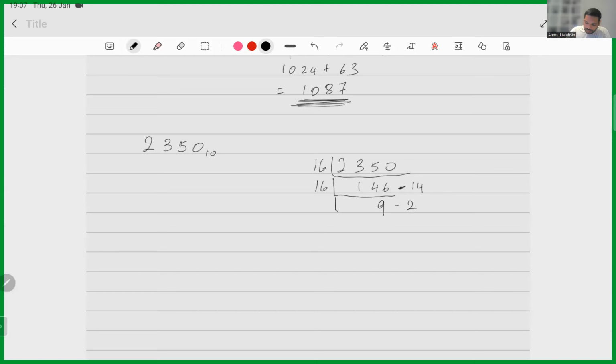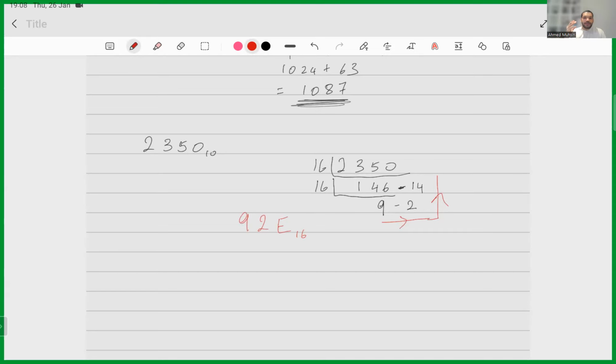Now if you look, guys, you cannot divide any further. 9 cannot be divided by 16. So we have to stop over here. Like how we did last time, we write our answer this way and then we go upwards. So our answer is going to be 9, 2, and remember there is no 14. For 14, we write E. So the answer is going to be 9, 2, E. The number 2350 when written in hexadecimal is equal to 9, 2, E.